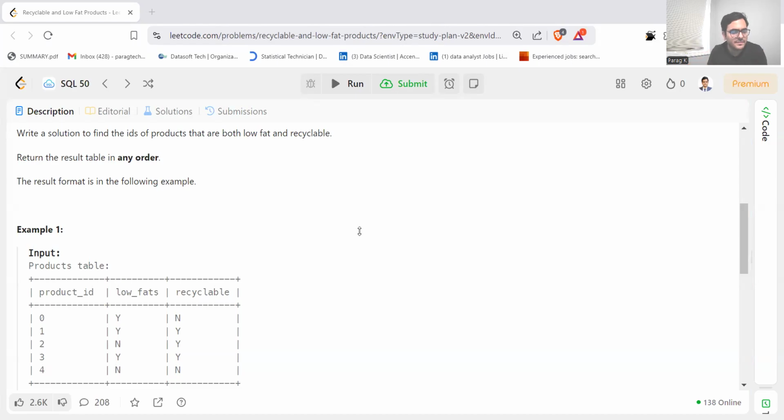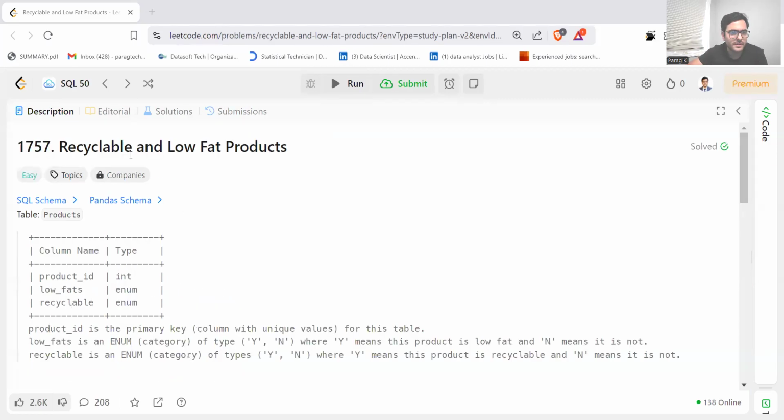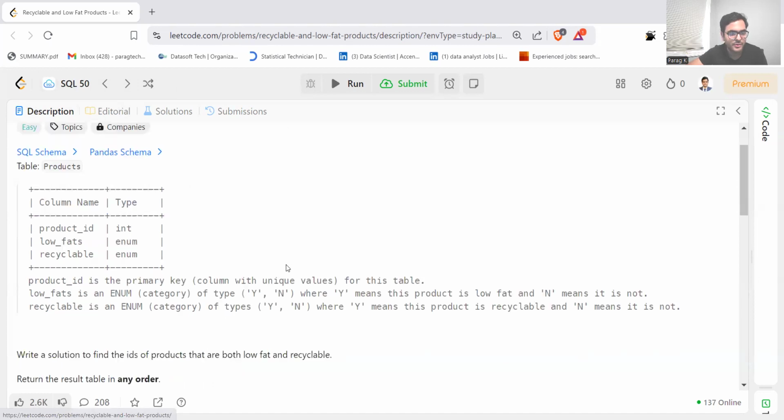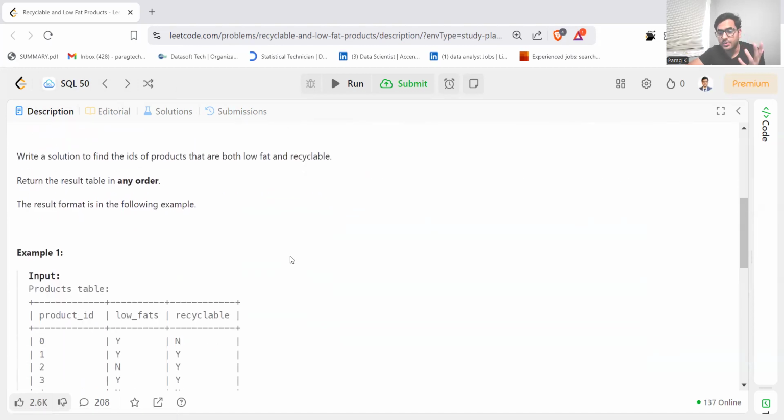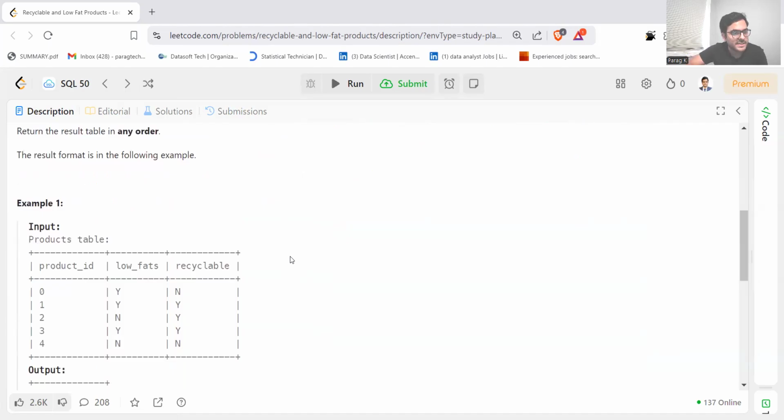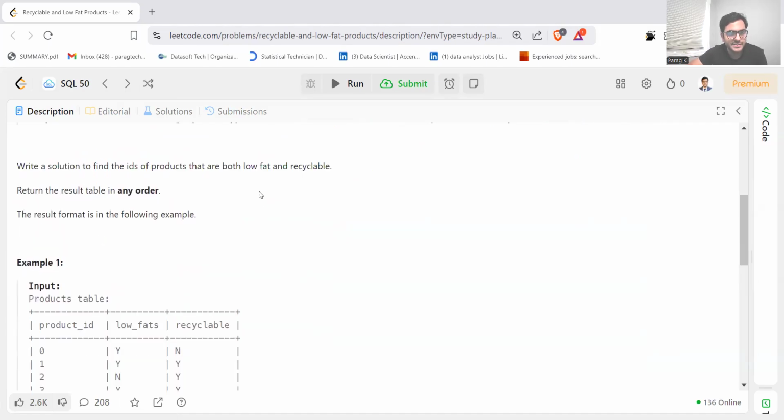It's the first question from SQL 50, and the name of the question is Recyclable and Low Fat Products. Okay, now let's read the question. It says: write a solution to find the IDs of products that are both low fat and recyclable, and return the result table in any order.